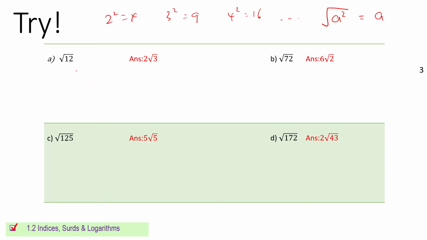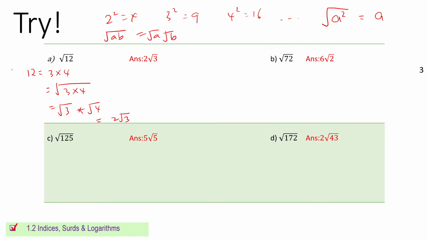Okay, so for example, surd 12. I know 12 actually is 3 times 4, where my 4 actually is a perfect square. So I can write my surd as 3 times 4, and then I implement the rule that the square root of AB equals the square root of A multiplied by the square root of B. So this one is the square root of 3 multiplying the square root of 4. So this one is 2 surd 3.